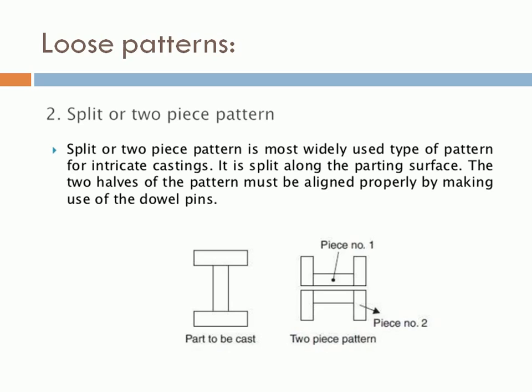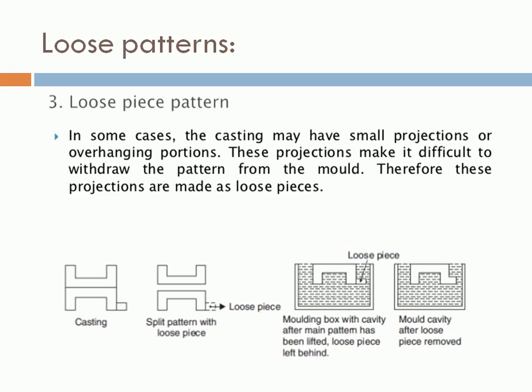First figure is the part to be cast, which type of part you want to produce with the use of this casting process, and after that how you will get the two pieces of this one pattern, piece number 1 and piece number 2, that is called split or two pieces patterns. So in this figure I have given the example of the dumbbells. So only dumbbells I want to produce with the use of the casting process, and how we will get this particular product into two pieces, that is piece number 1 and piece number 2, that is split or two pieces pattern. Third one is the loose piece pattern.